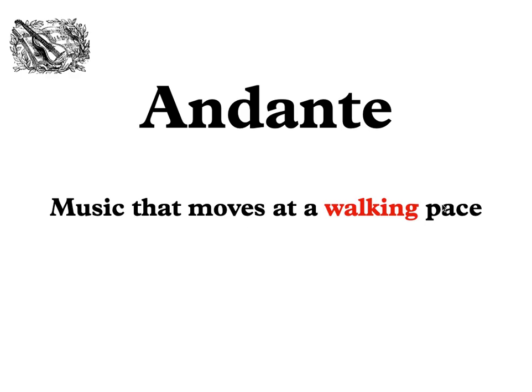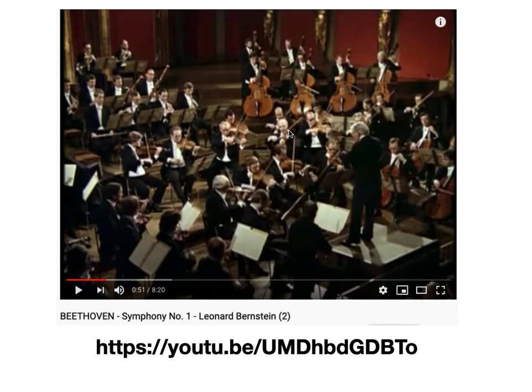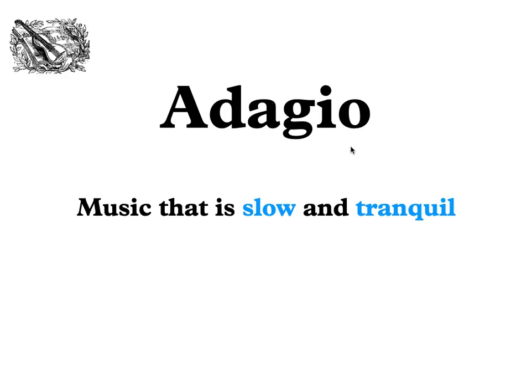Andante, music that moves at a walking pace. Okay. And this is from Beethoven's Symphony Number 1 that he marked Andante, and you can look at Bernstein's interpretation of Beethoven's marking. Adagio, music that is slow and tranquil.